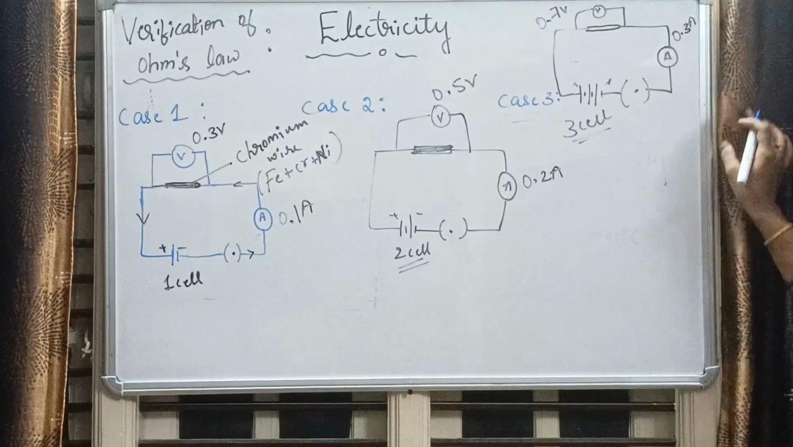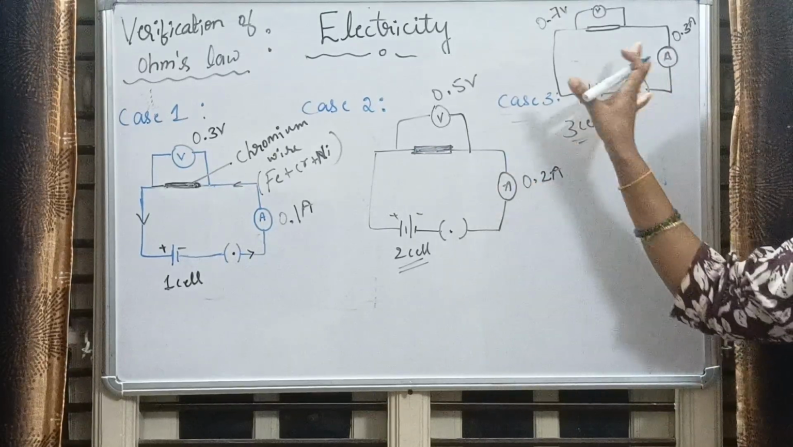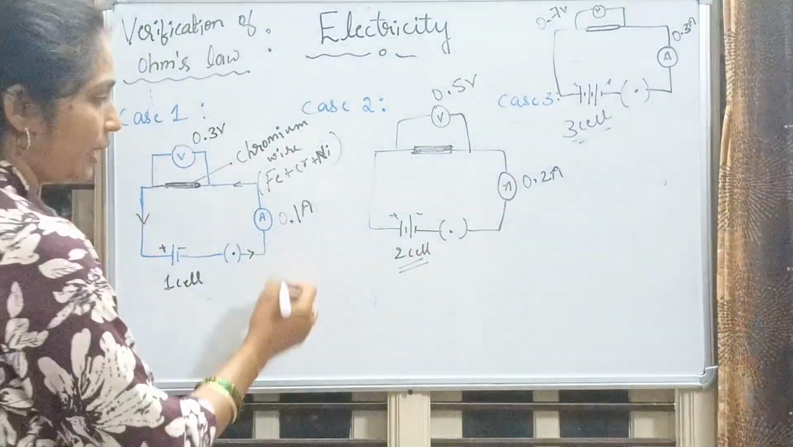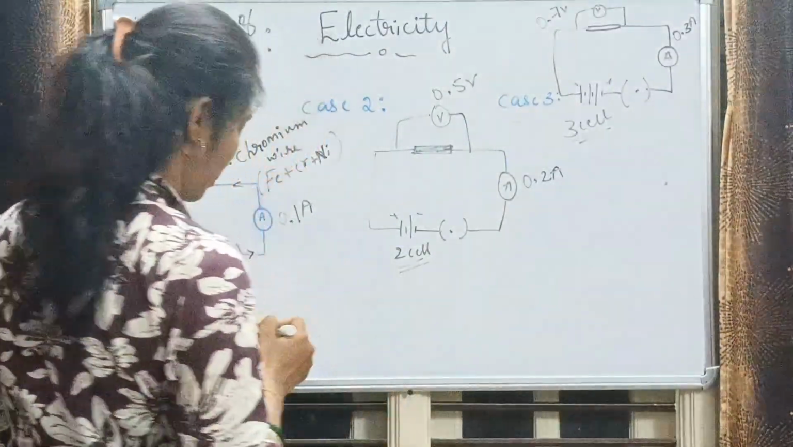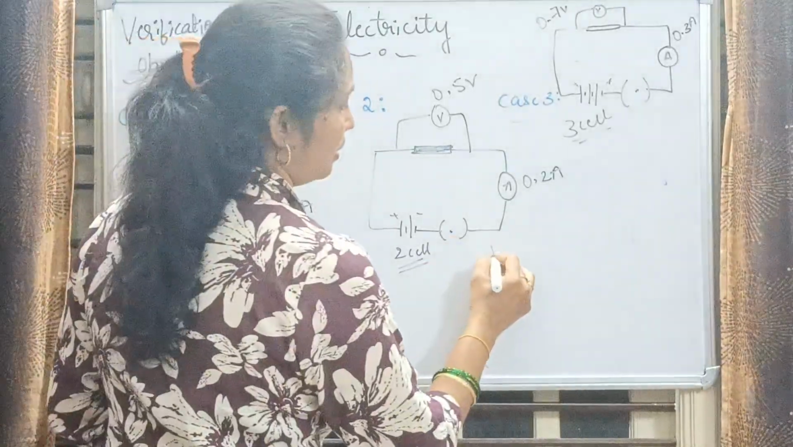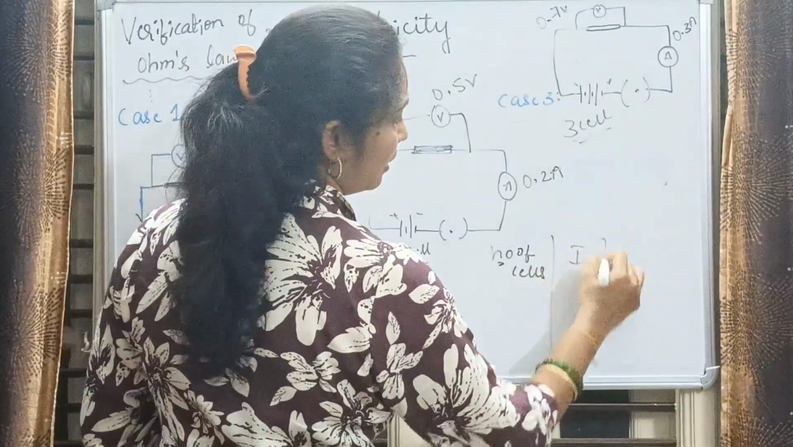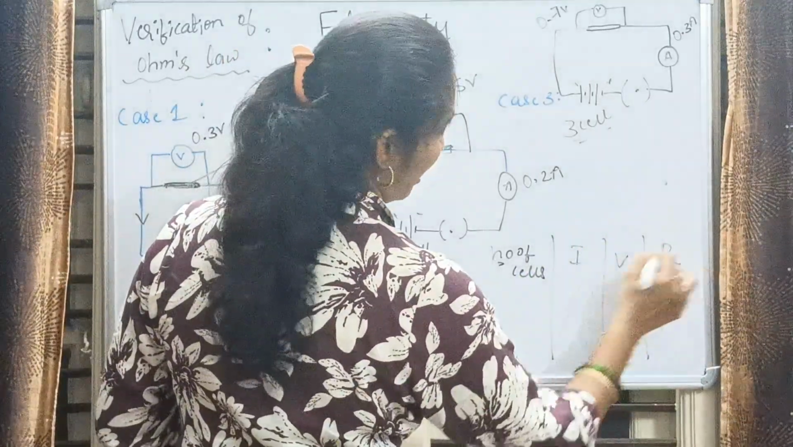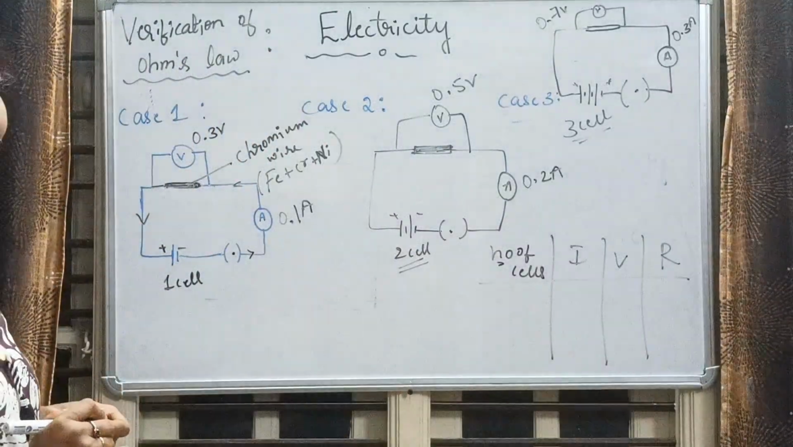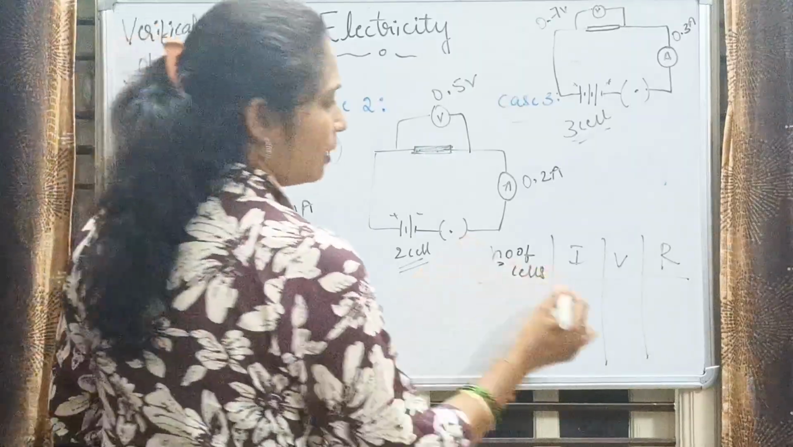Now I'll explain one thing. Let me note down the records I had mentioned in the 3 cases. What do we need to write, guys? This is very important: number of cells, I, V, and also R. R is equal to what? V is equal to IR, so R is equal to V by I.